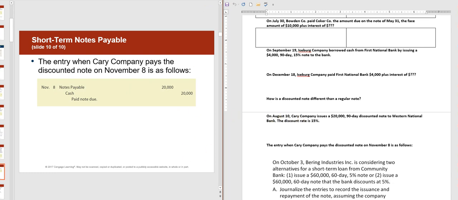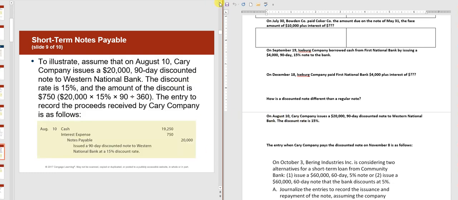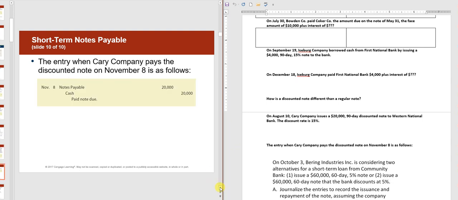Notice that in essence the interest rate is a little bit higher than 15%, because in a regular note I would have gotten $20,000 and paid $750 in interest, but in this case I got $19,250 and paid $750 of interest. So when you read about something called the effective interest rate, this effective interest rate is a little bit higher than 15%, but it's neither here nor there.